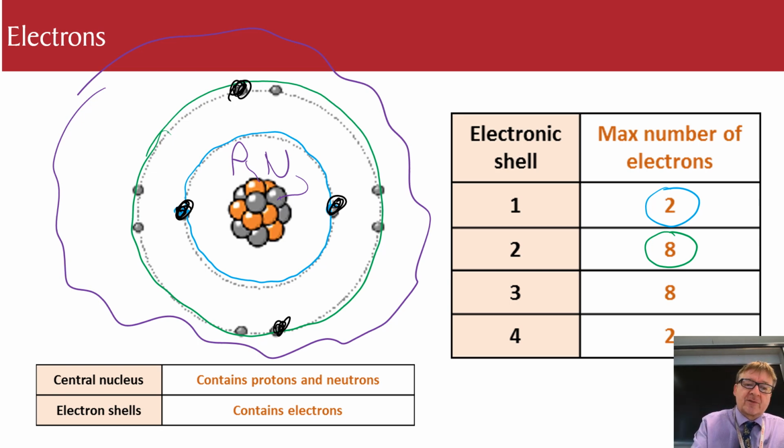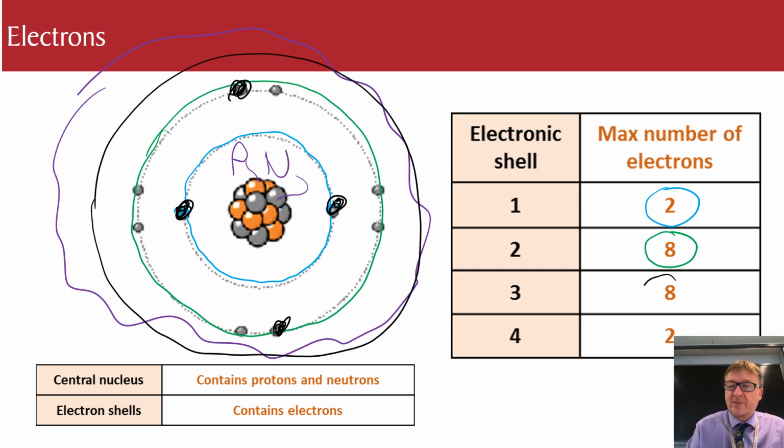Once that shell's full, you draw another shell, and this can have a maximum of 8. And then finally you can have another shell, which has a maximum of 2, or it can be called 18. That's not particularly clear, so I'll do it in orange over the top, 18. It says 2 because normally the biggest one you'll ever get asked to draw is calcium, which will have 2 in the outer shell, but it actually contains 18.